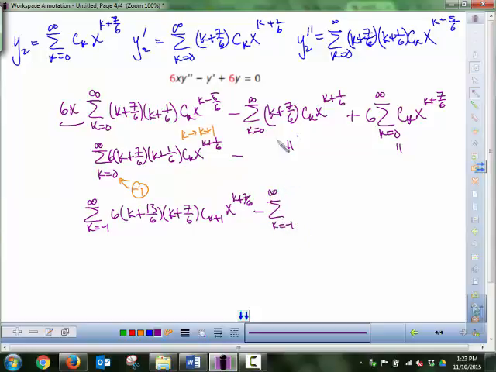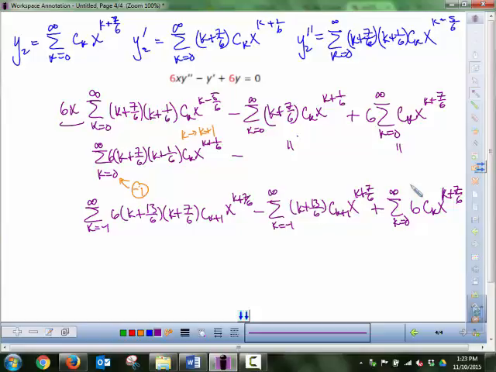We'll do the same for the second one. K plus 13/6, c sub k plus 1, x to the k plus 7/6. And then the last one remains the same. Let's put the 6 in there. Yeah, I think so. Yeah, that should also work out.